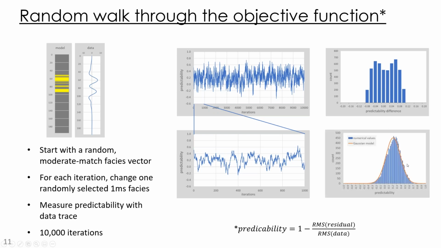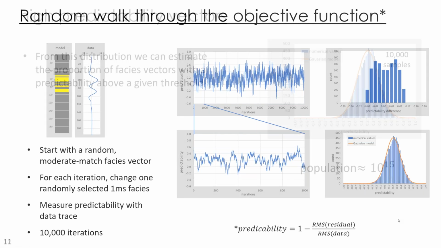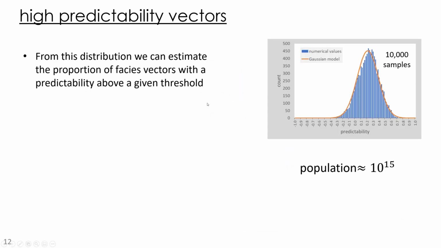If we look at the distribution of predictability values shown down here, we can see the mean somewhere between 0.2 and 0.3, maxing out a little above 0.7, between 0.7 and 0.8. The other interesting thing is how well it fits a Gaussian distribution. It's an extremely good fit, and we can exploit that, as I'll show in a minute. What this allows us to do is predict the proportion of facies vectors with a predictability above any given threshold.